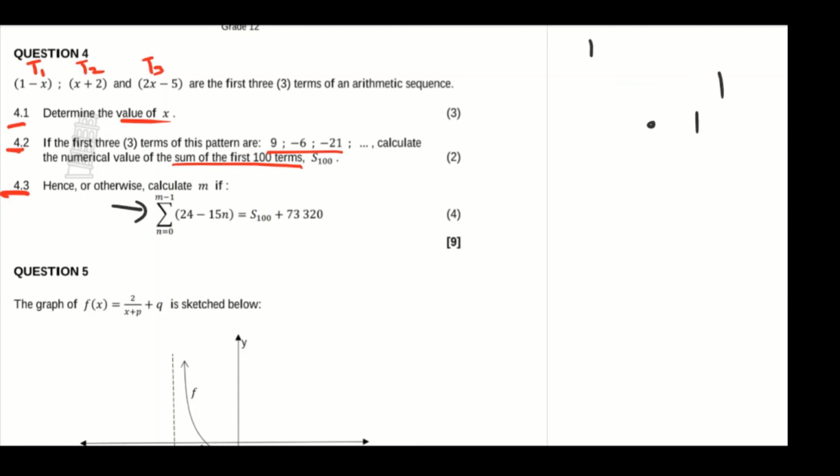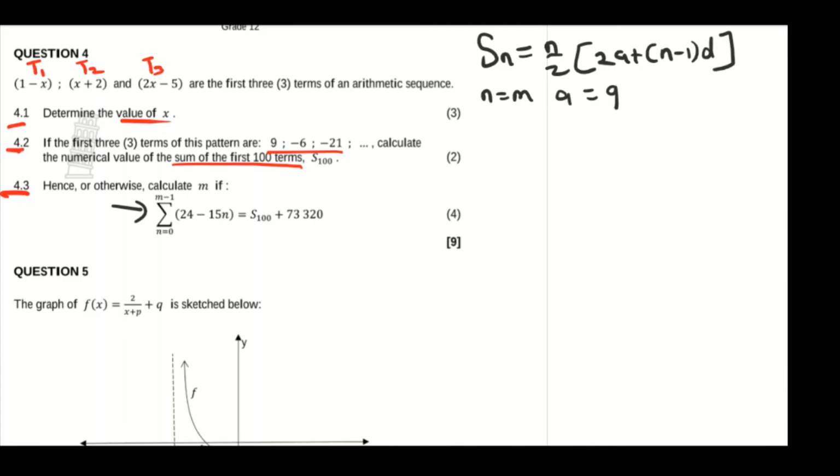So we're going to write down the formula for our sum, which is the sum of an arithmetic sequence: n over 2 into 2a plus n minus 1 multiplied by d, right? And our n is equal to m, our a is equal to... no, I'm lying. What did we find? We found 24. If you saw that, it was 24, the one that we calculated here, because it was 0 here. And then our d, what was our difference? Our d is minus 15, right? You can check that out.